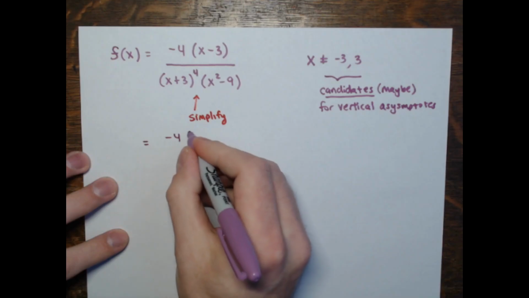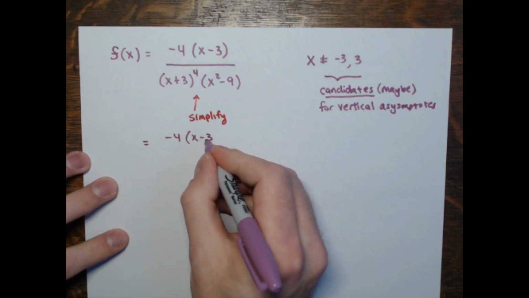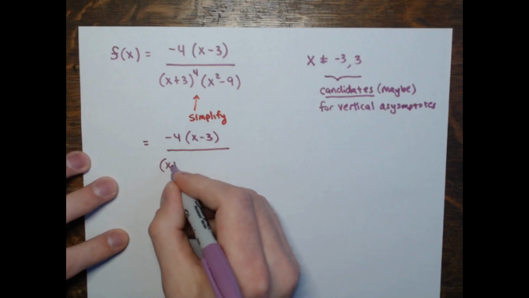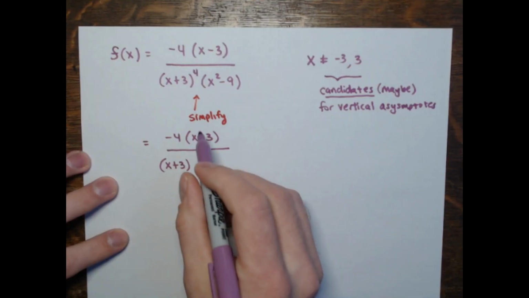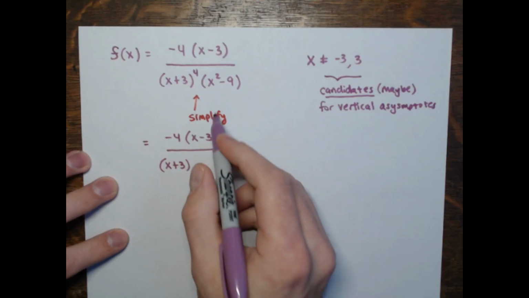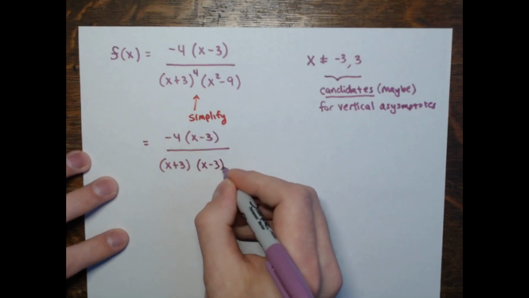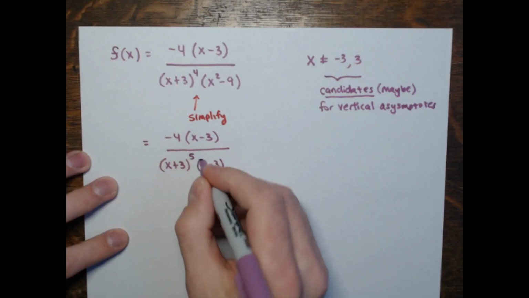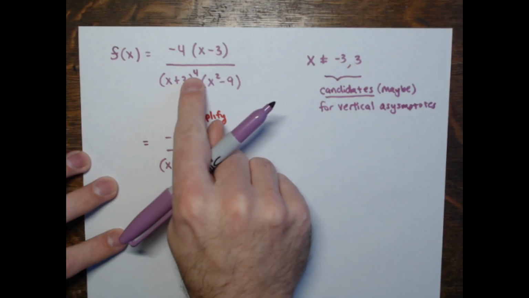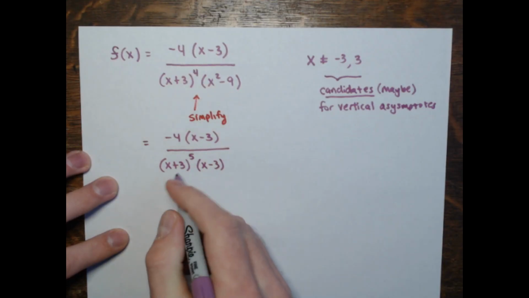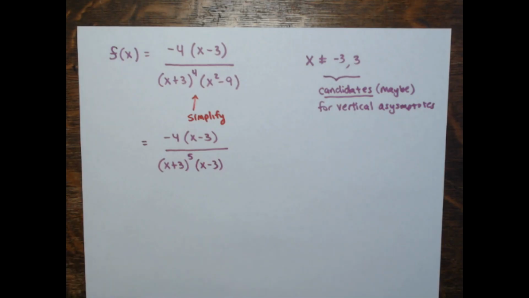Now the numerator is already factored, right? You've got negative 4 times x minus 3. Denominator is x plus 3. Now I'm going to wait for the power here, because x squared minus 9 factors to x minus 3 times x plus 3. So that would make this x plus 3 to the 5th, right? You have x plus 3 to the 4th, and then another x plus 3. So I have x plus 3 to the fifth down here.